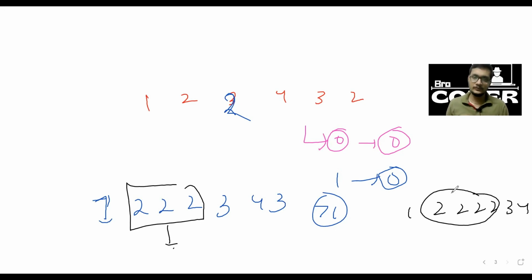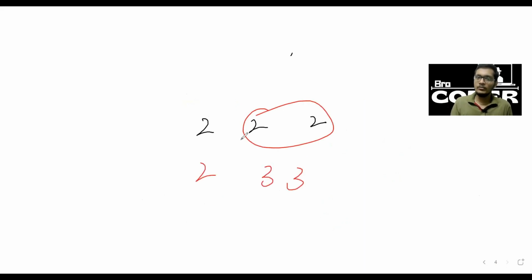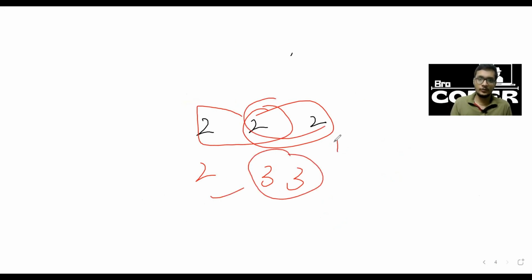What can we do in this case? Let's say there's a segment of length 3 of 2. How can I change it? I can make this 2, 3, 2, 2. Now initially there were 2 pairs. Now there's only 1 pair. It's fine. One operation.